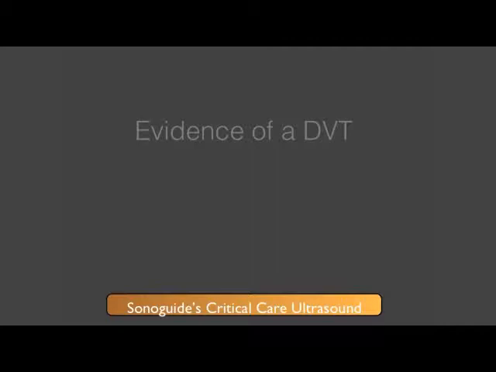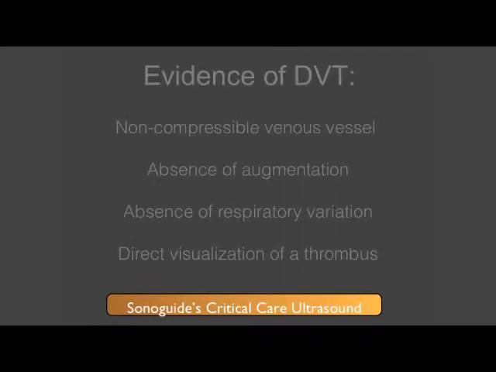In this chapter, I will review some of the previously covered material and put it together in order to demonstrate evidence of a DVT if it is present in your patient. The point-of-care ultrasonography findings that support the presence of a DVT include a non-compressible venous vessel, the absence of augmentation, the absence of respiratory variation, or even the direct visualization of a thrombus. The more of these findings you have, the higher the likelihood of a true DVT given the proper clinical context.